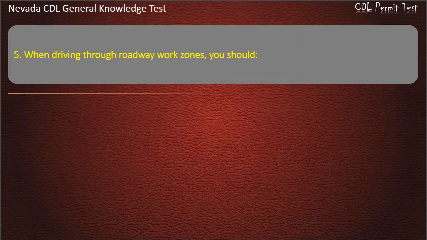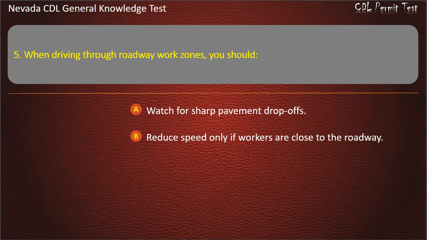Question 5. When driving through roadway work zones, you should watch for sharp pavement drop-offs. Reduce speed only if workers are close to the roadway. Turn on your parking lights. Answer. Watch for sharp pavement drop-offs.